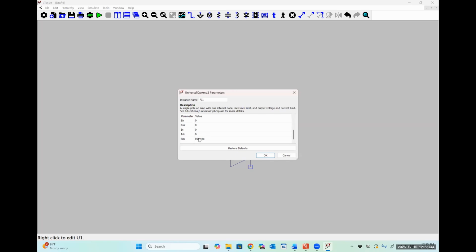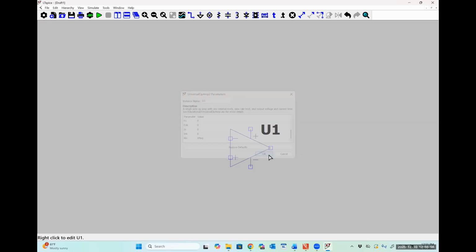I can change the input resistance here. So we said that it was going to be 1 mega ohm, so I'm just going to change that to 1 mega ohm. For whatever reason, LT Spice's model doesn't have an output resistance that you can change. That's handled by changing that output current limitation. But we're just not going to bother with that. Okay. So I've made this op amp as close to the parameters that we're dealing with as possible.